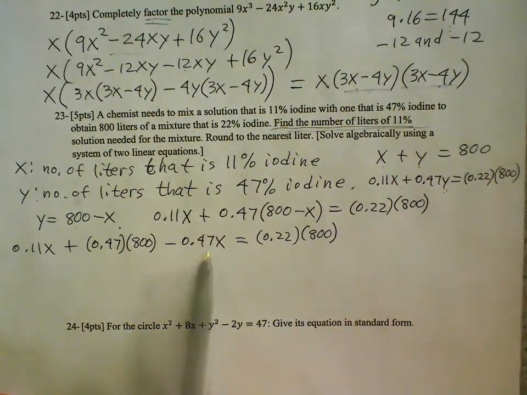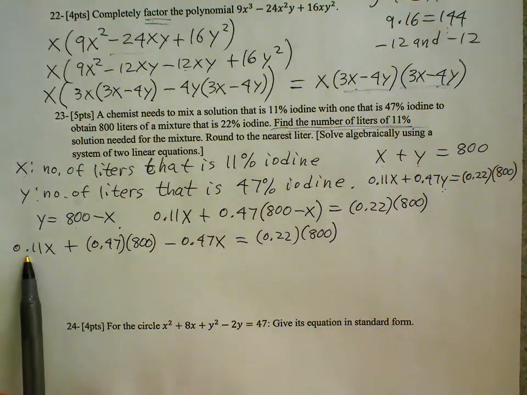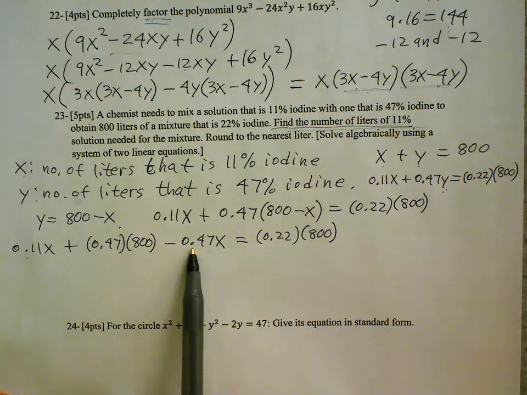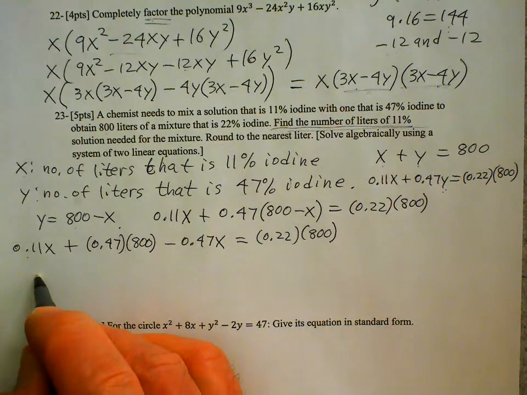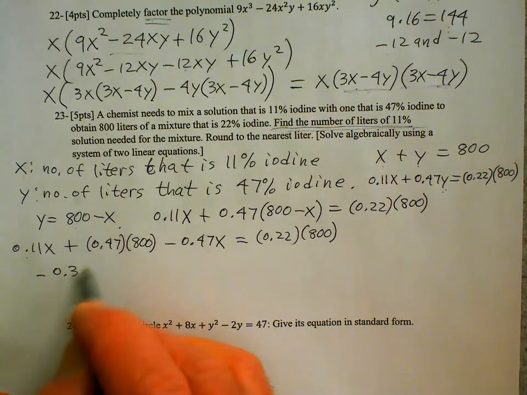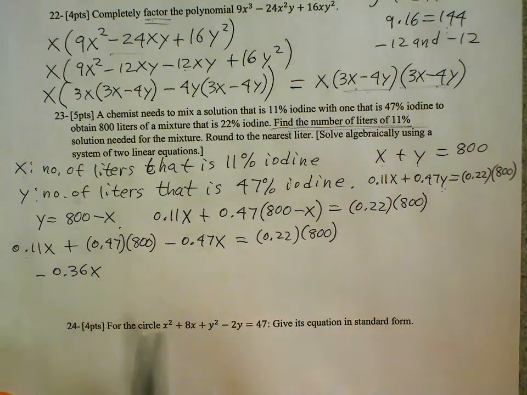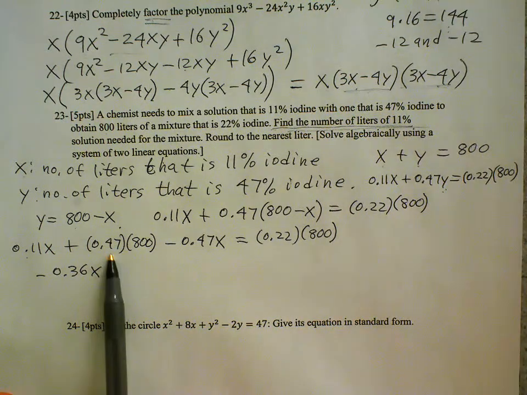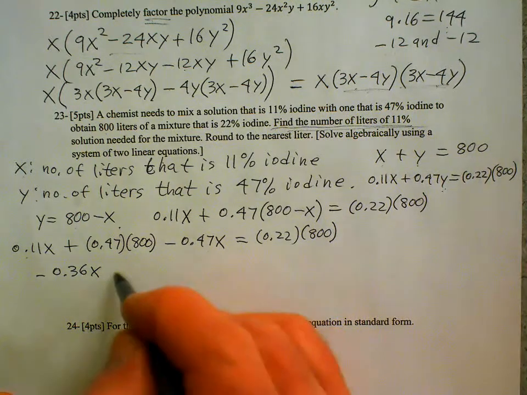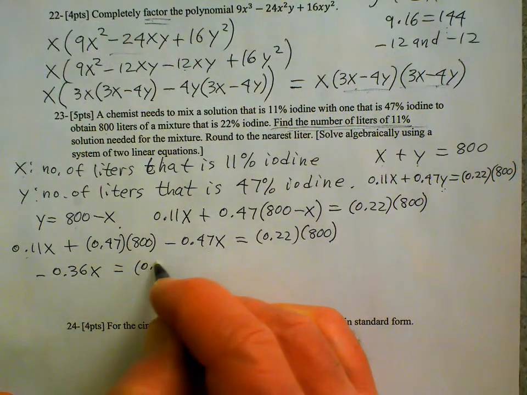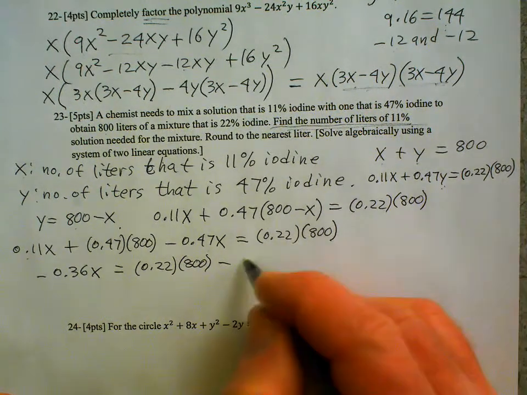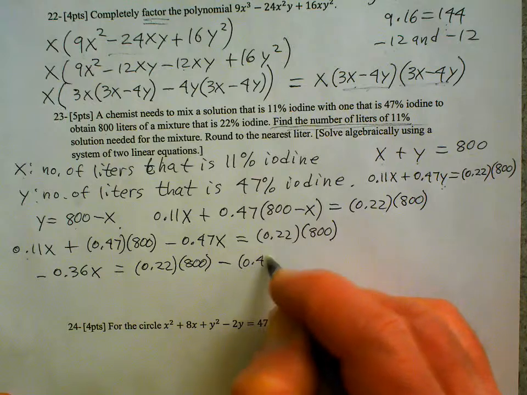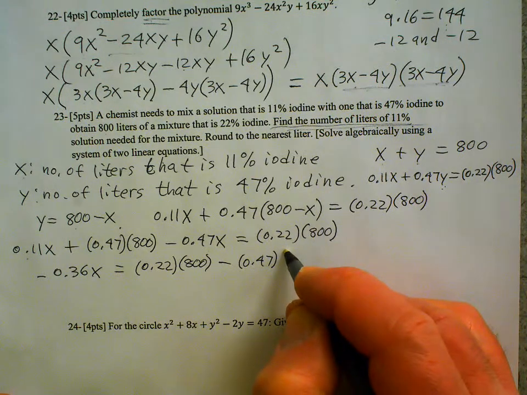Okay, in the next step, we'll combine like terms, 0.11x minus 0.47x. That's going to give us negative 0.36x. And at the same time, let's go ahead and subtract 0.47 times 800 from both sides. So we have 0.22 times 800 minus 0.47 times 800.